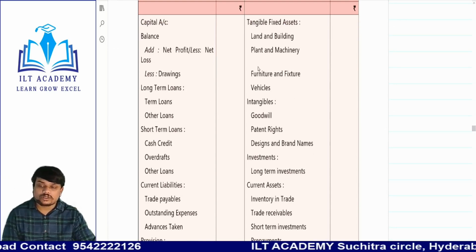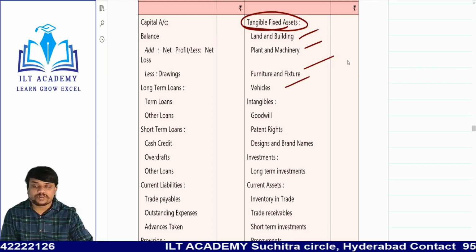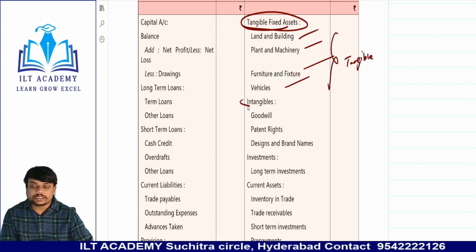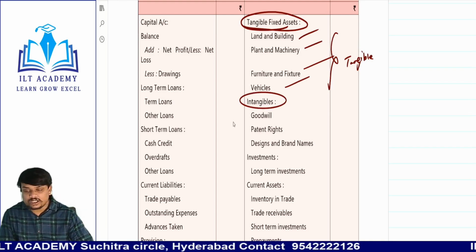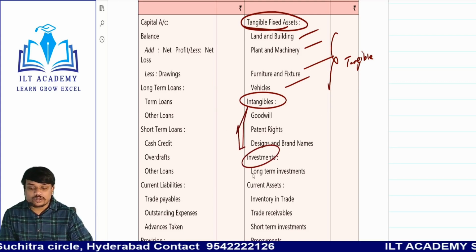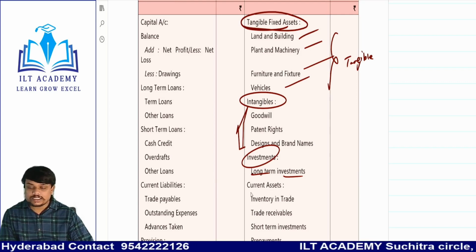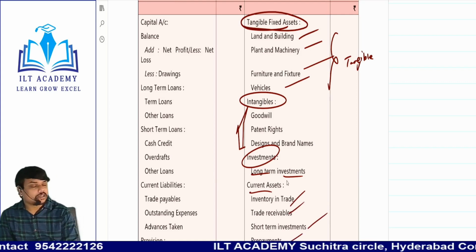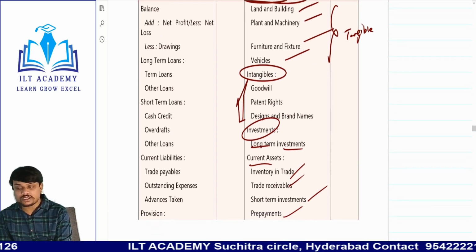Now you see, these are the tangible fixed assets like land and building, plant and machinery, furniture, fixtures, vehicles. These are called as what? Tangible assets. Intangible: goodwill, patent, trademark, copyright, service mark, trade secret. These all are going to become what? Intangible assets. Now investments can be of two types. One is long-term investment or else what? Short-term investments. Current assets like inventory and trade receivables, short-term investments, prepayments, prepaid expenses. These are nothing but prepayments.